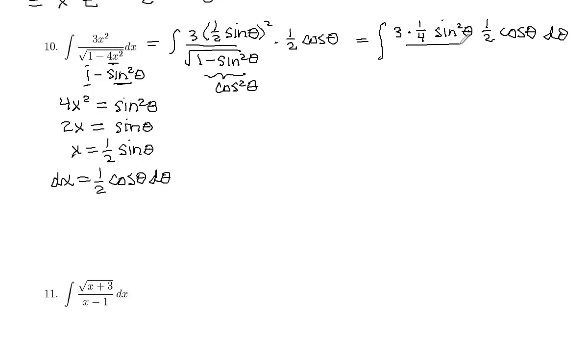And then down in the denominator, we've got square root of cosine squared. So the square root and the square are going to cancel each other out. We're just going to have a cosine theta left there. Right? It's square root of cosine squared. So the square and the square root are going to cancel out. So that's just going to leave us with cosine.